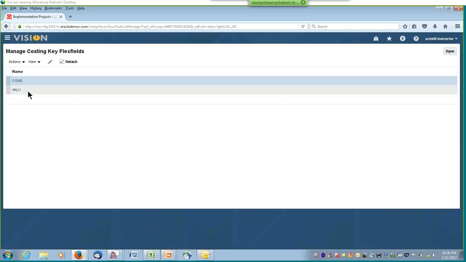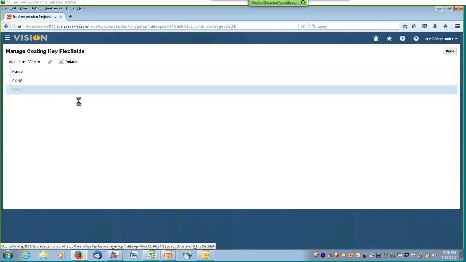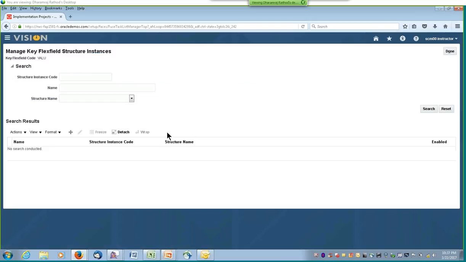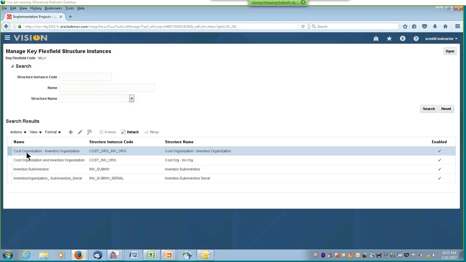And within the costing key flex field, one is for consigned inventory, another one is valuation unit. I'm trying to do edit of it. I'll go to manage structure instance, and within that I can query it. And this is where you'd be able to see the structure, and it says that one of the structures is the cost organization and the inventory organization. Another says inventory and the sub-inventory, and another one says inventory, sub-inventory, and serial.